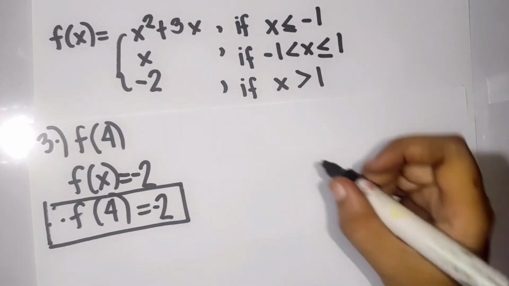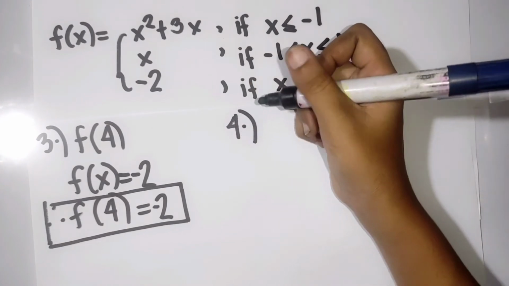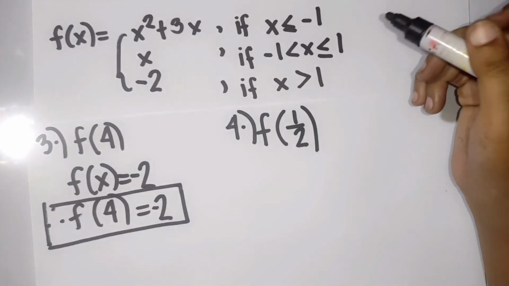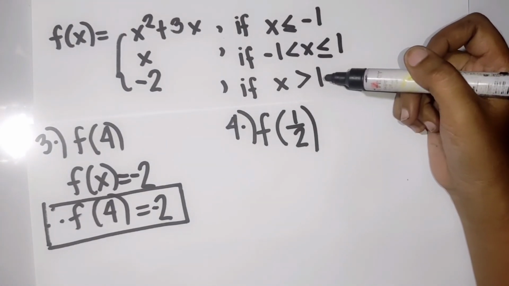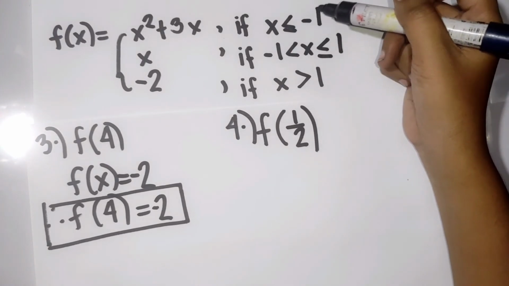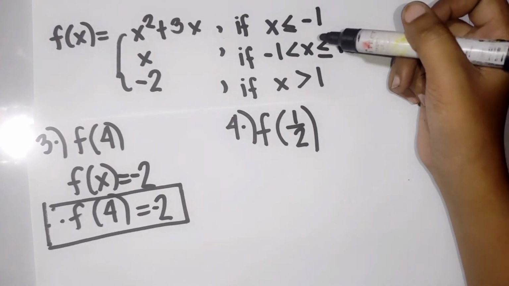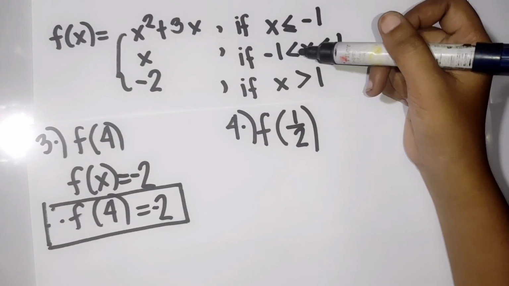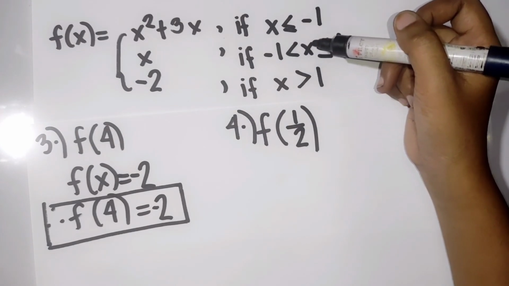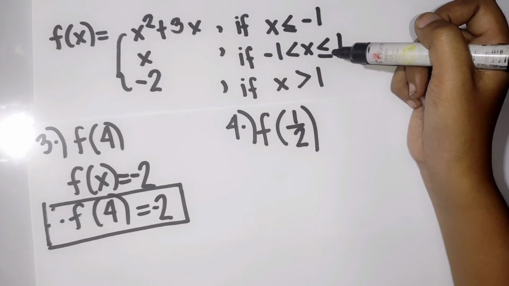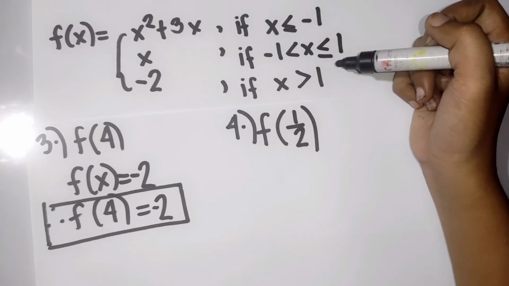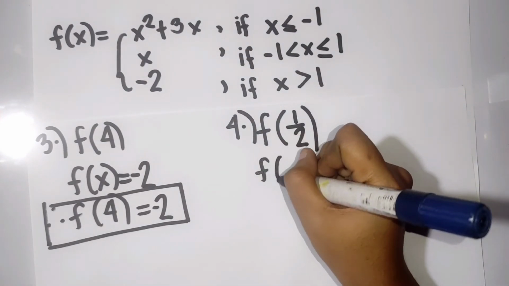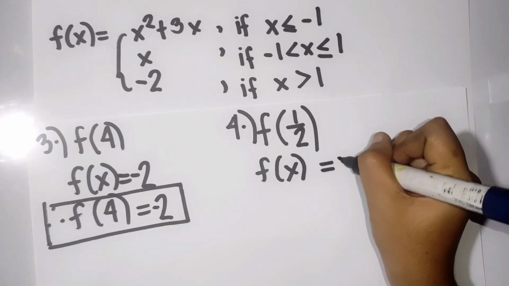Fourth and last example, f of 1/2. So is 1/2 greater than 1? No. Is it less than or equal to negative 1? No. And does it belong between negative 1 and 1? Yes, it does. We have here negative fractions greater than negative 1, 0, and other proper fractions less than 1. So we will use f of x equals x. f of x equals x.